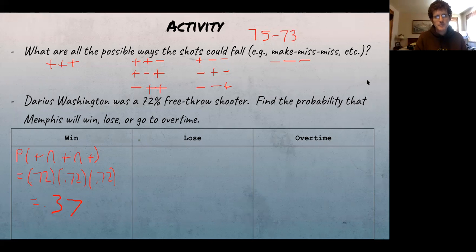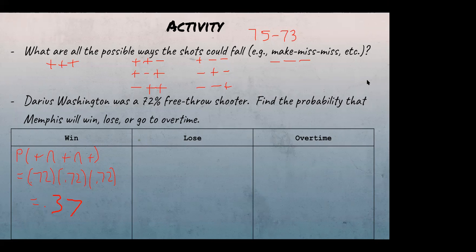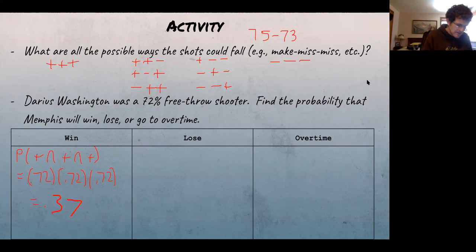Overtime, I'm going to skip lose for right now. What has to happen for them to go to overtime? He makes 2 of the baskets. Makes 2. All right, so we're looking at this right here.